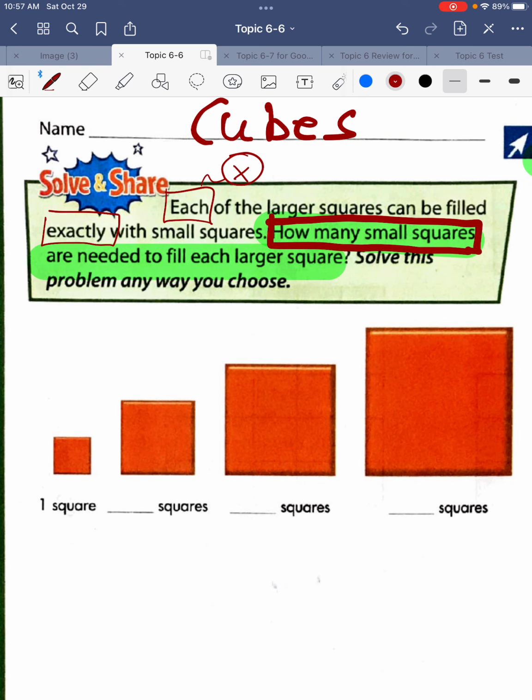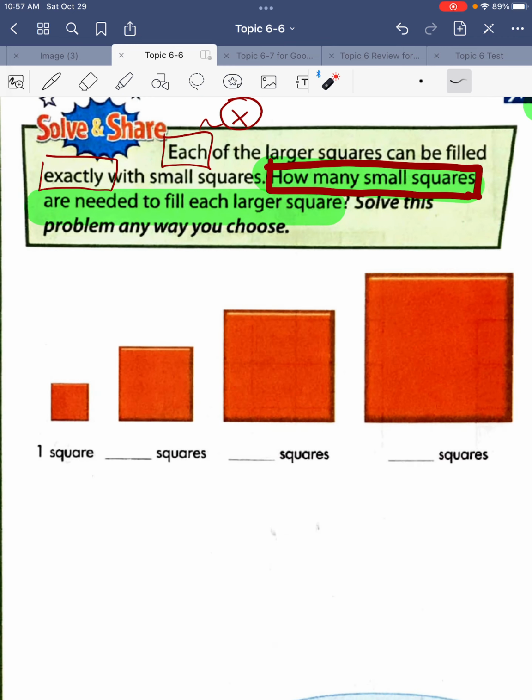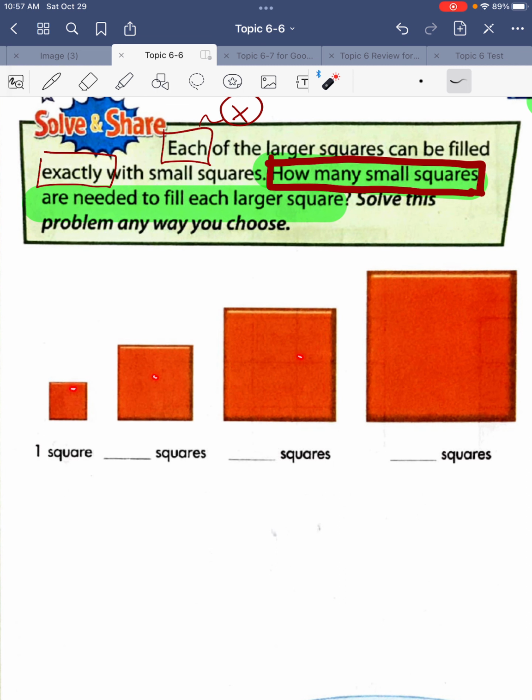So it says each of the larger squares can be filled with exactly small squares. Let me look at my squares. I have 1, 2, 3, 4. It's already telling me the first one is 1 square. Well, how did they get 1 square? They did 1 times 1 equals 1.